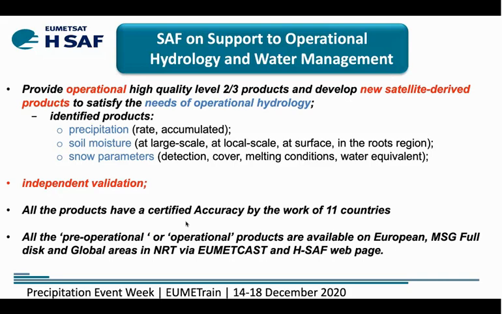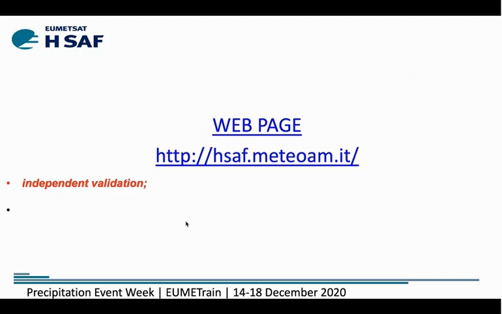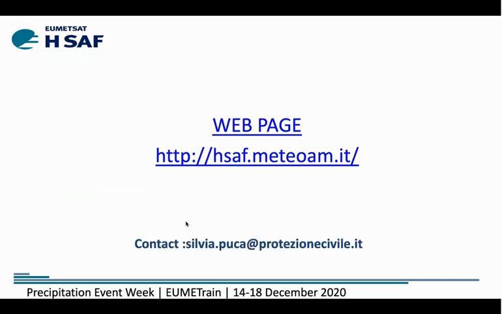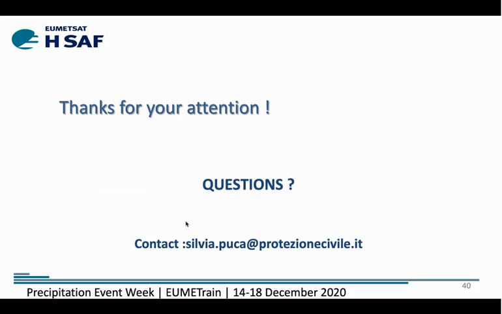All the operational products are available on European Meteosat Second Generation and global areas in near real time via EUMETrain and the HSAF web page. So this is the web page. Right now we are changing this, so probably in the next hours, not days, but hours, we will have the new web page. So I hope that you can have the possibility to have an idea of HSAF through the web page.